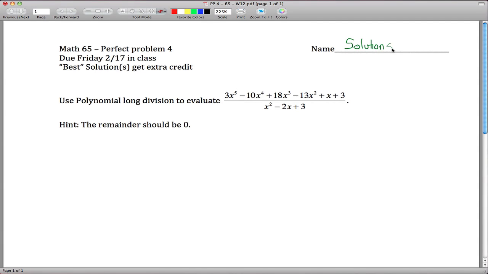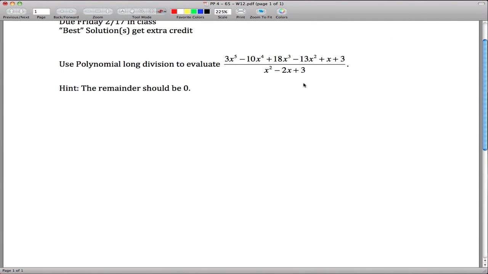All right, here are solutions to perfect problem 4 for Math 65. We're given a huge mess and asked to use polynomial long division on it. Oh, and given this hint that the remainder should be 0. That's nice. So we got x squared minus 2x plus 3.